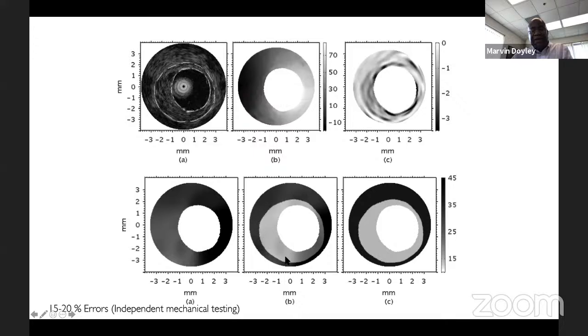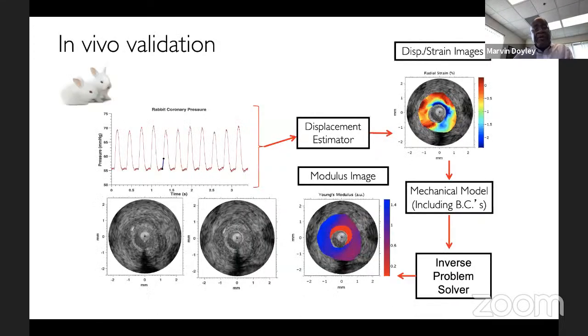You can see some, I know it's soft prior because you can see some variation within the 3 regions. And this is our hard prior reconstruction. So very much similar. And again, what we did, we took samples from this region and that region. We did some mechanical testing. And when we did that, we found out that, at least for this case, we're on the order of 15 to 20% errors. And again, most of that error is due to the fact that we're only using one component of displacement.